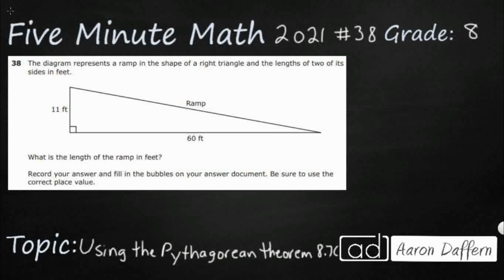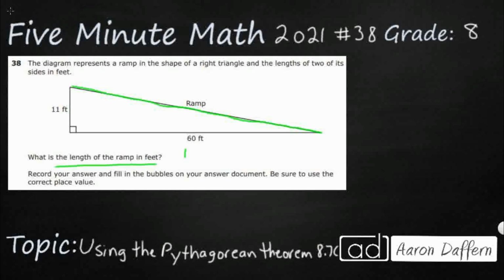So we have a diagram here of a pretty long, 60-foot long representation of a right triangle that's supposed to be a ramp, but really we just need to find the length of the ramp in feet. So here's my ramp, and I'm looking at the length of this diagonal right here. When we're looking at this right triangle, we need to go ahead and label some of these.